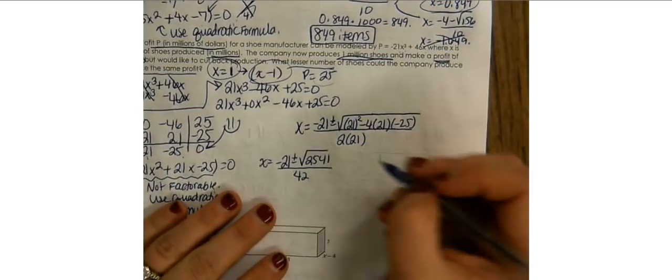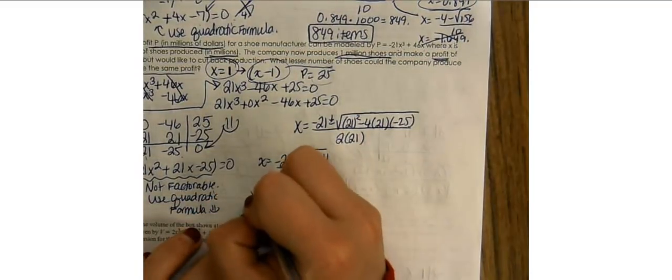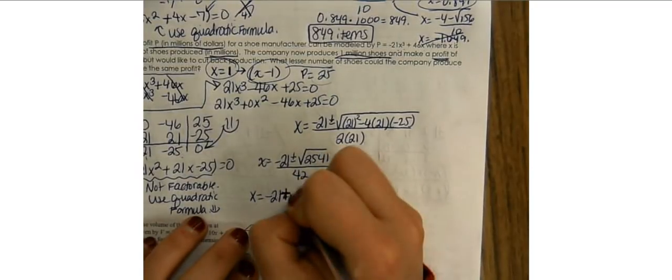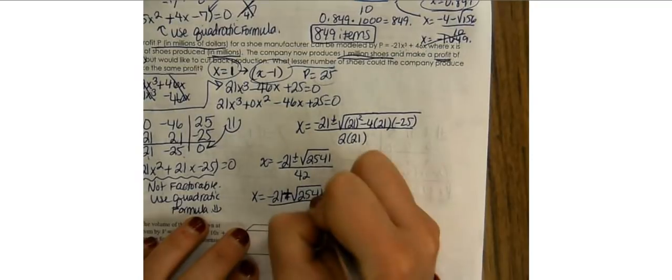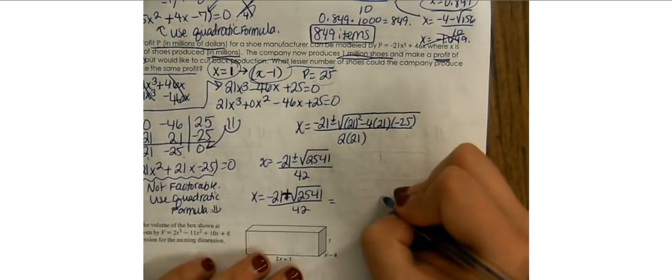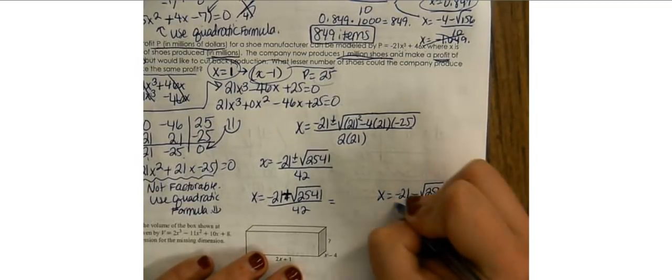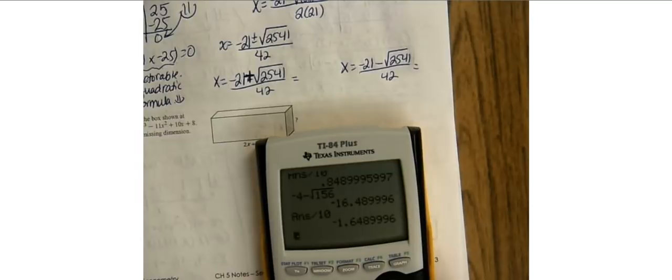So now I'm going to separate this into two separate equations. That's going to be x equals negative 21 plus, just a plus, the square root of 2,541 all over 42. We're going to come up with a number for that, and x equals negative 21 minus the square root of 2,541 all over 42. Please be careful whenever you're working with your calculator. You want to come up with your numerator answer first. So that's negative 21 plus the square root of 2,541. I have an answer, and now I'm going to divide that by 42.